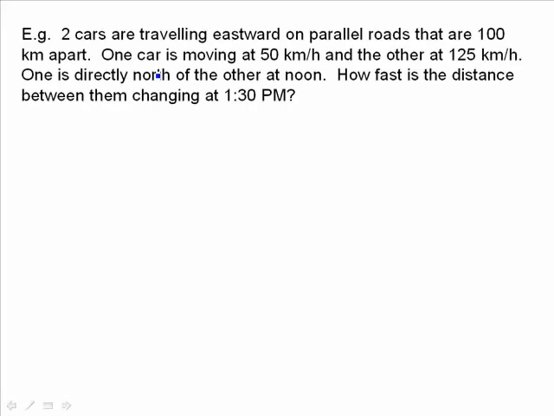Two cars are traveling eastward on parallel roads. This application's a little bit different than the ones we saw before, where we're talking about cars approaching or leaving intersections. Here they're both traveling eastward on parallel roads and they are 100 kilometers apart, but they're moving at different speeds. What we want to figure out is how fast is the distance between them changing at a specific time. I'm going to make a quick change here too. I'm calling this 1:30, but this actually should be 1 p.m.